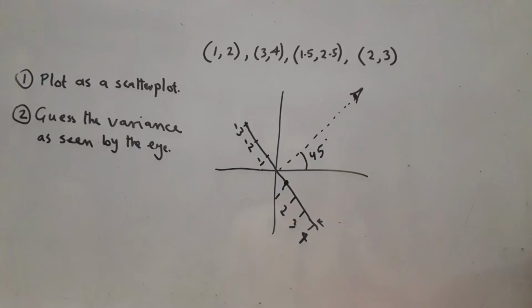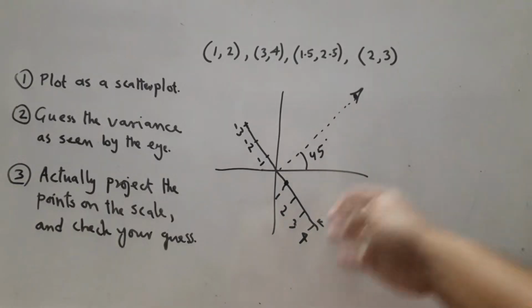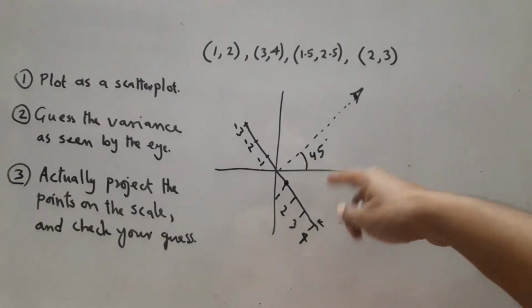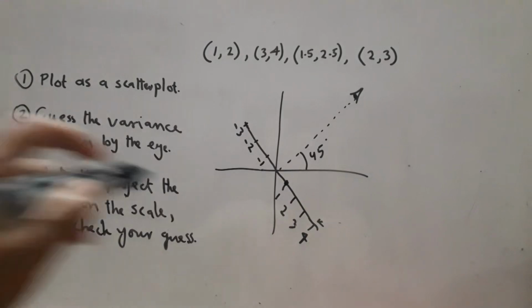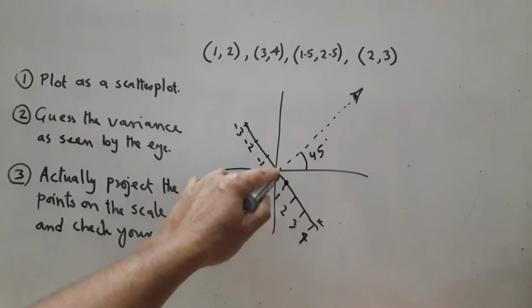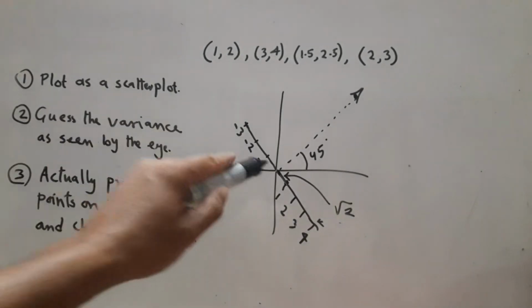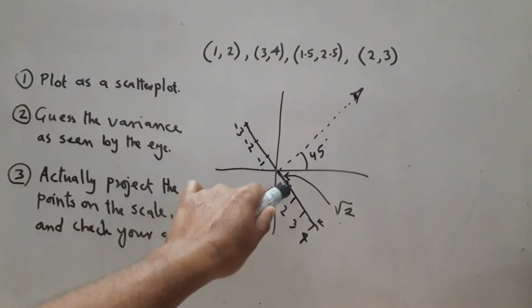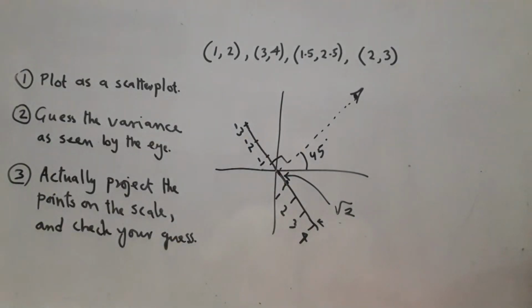And then you have to do things theoretically. You have to actually project all the points onto the scale and see wherever these points land and find the variance and check whether your guess in part 2 was correct. Just to fix up ideas, I will give you a certain length, certain unit. I will give you this length as, say, square root of 2. That will simplify certain computations. So this is the length root 2. And remember, this is 90 degrees. Now I can tell you that this hardly involves any complicated mathematics, almost mental math.